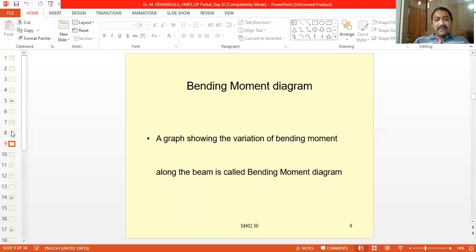So the bending moment diagram can be defined as a graph showing the variation of the bending moment along the length of the beam. The shear force diagram is also termed as SFD, and similarly the bending moment diagram is also called the BMD.